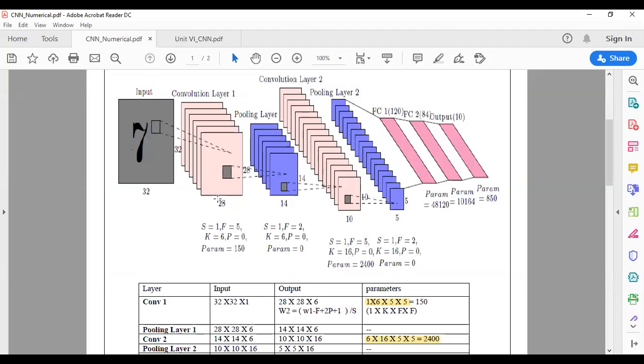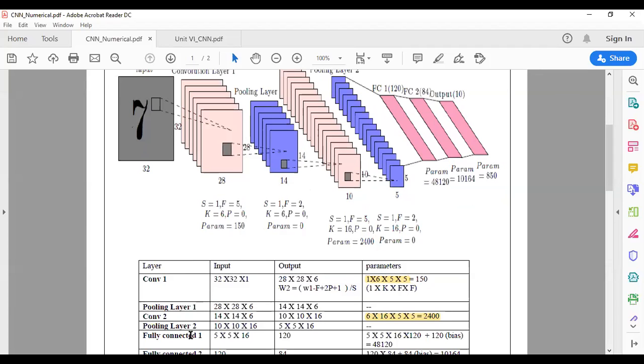Here it was 28 by 28. Stride is 1, so it went down to 14 by 14. Here it is 10 by 10. It will become 5 by 5. So if you go to the next pooling layer, it is 5 by 5 and the depth is 16. Is it okay? And the parameters are 0.